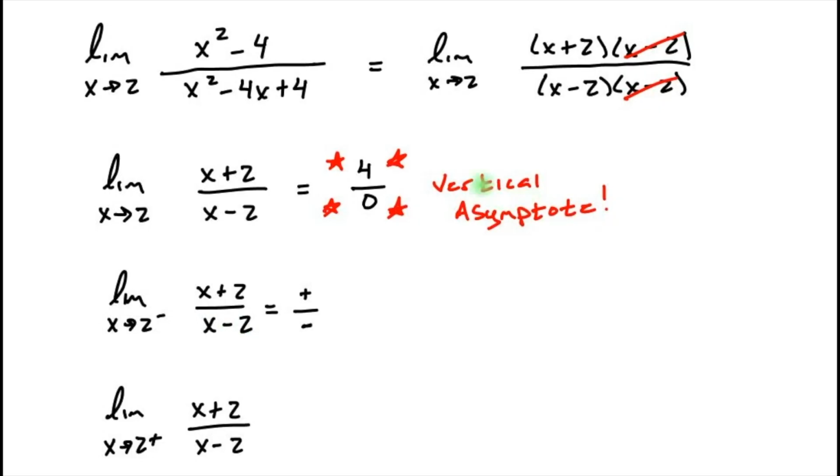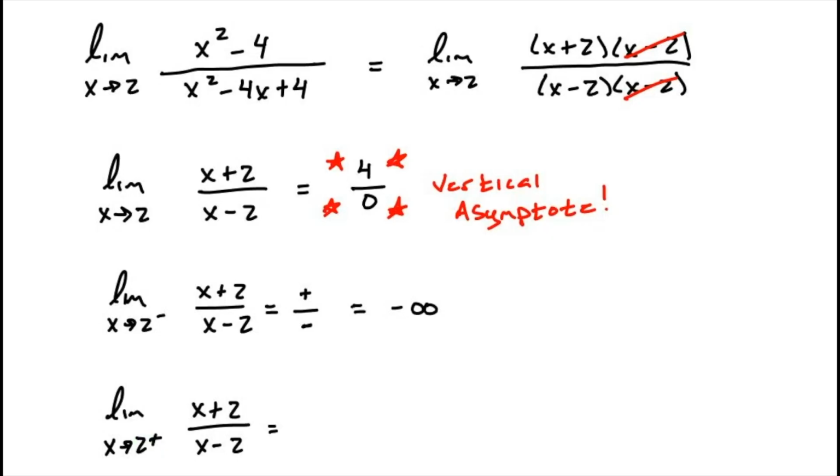So this is always going to result in a positive divided by a negative as I approach this vertical asymptote from the left, which means my function values are always going to be negative, and this limit is going to approach negative infinity.